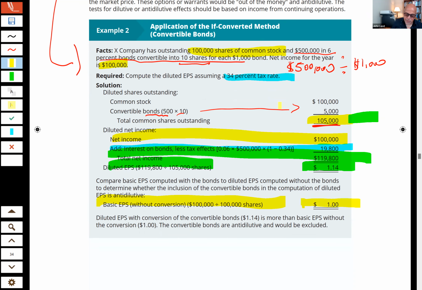So since that bond conversion is anti-dilutive, we will do what? We will not report the anti-dilutive. And so it's kind of like you go through all that trouble to figure out what not to report. Okay, we would not report that. If it had been less than $1, then we would report it.